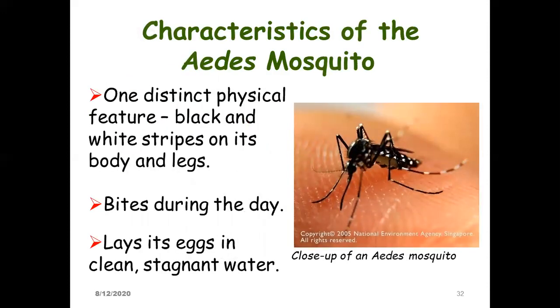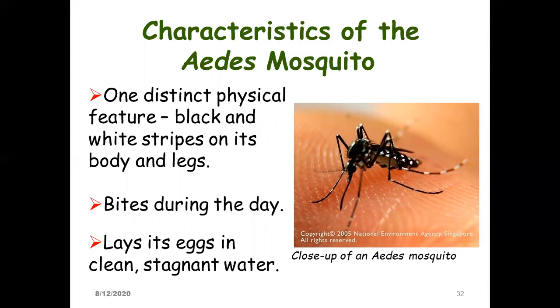There are characteristic features of the Aedes mosquito. One distinct physical feature is the black and white stripes present on the body and legs, in comparison with the Anopheles mosquito of malaria. It bites during daytime, but the Anopheles mosquito of malaria mostly bites at night.